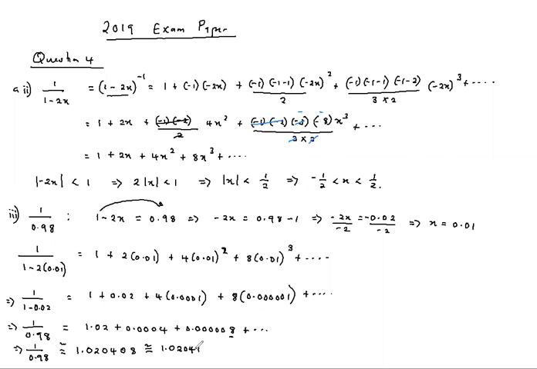So this is how you use part 2 to approximate part 3. Any questions?